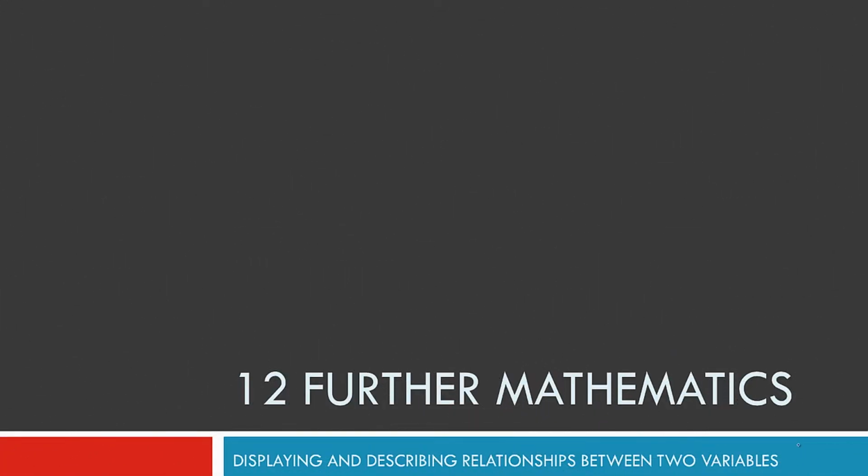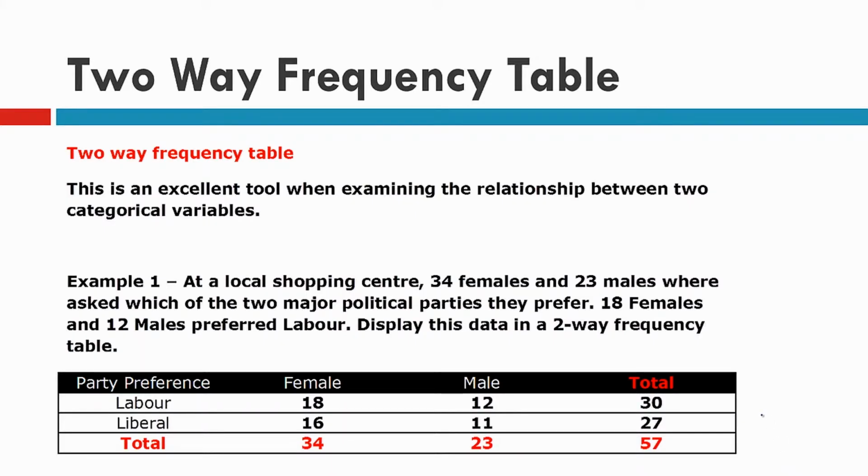Okay, today we're going to be looking at displaying and describing the relationship between two variables. The way to do that is to have a two-way frequency table. Now this is an excellent tool when we examine this type of relationship between two categorical variables. Here we've got an example.